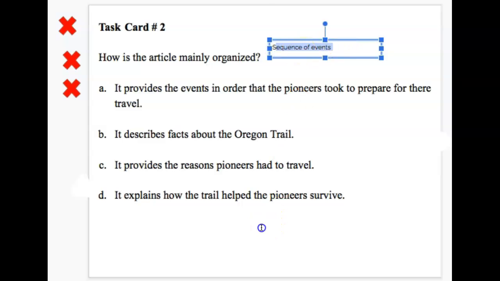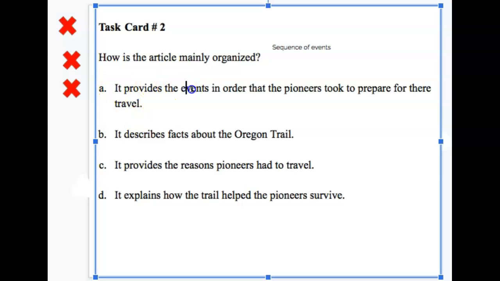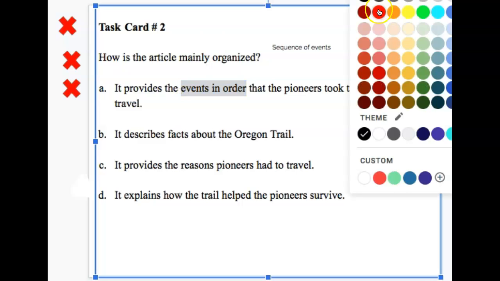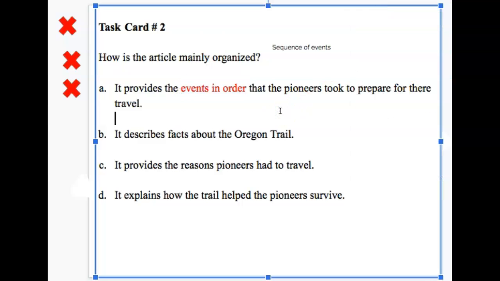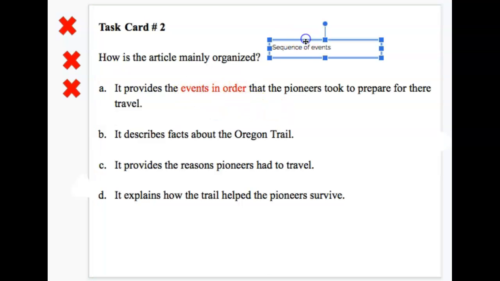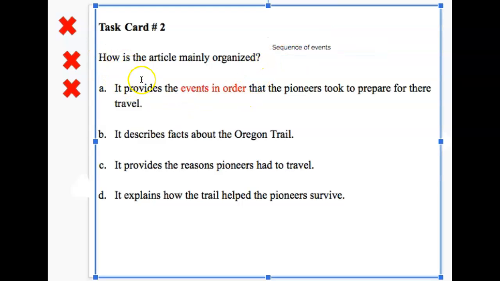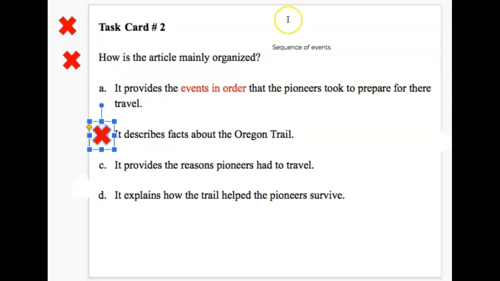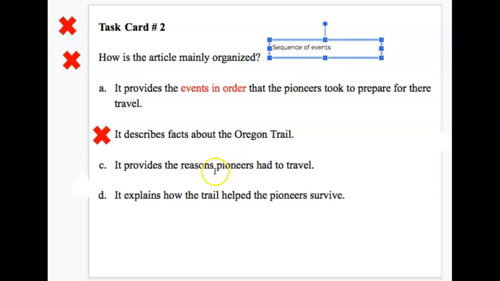Okay, so let's go through our choices. It provides the events in order that the pioneers took to prepare for their travel. Okay, so events in order matches where it says sequence of events here. See how they have to match? So that is our best option, but let's keep reading just in case. It describes facts about the Oregon Trail. Okay, this would imply that it was description. It wasn't description because we already determined over here sequence of events.